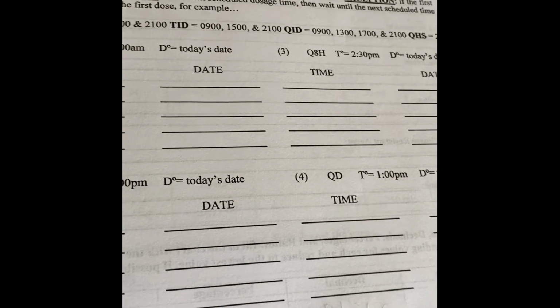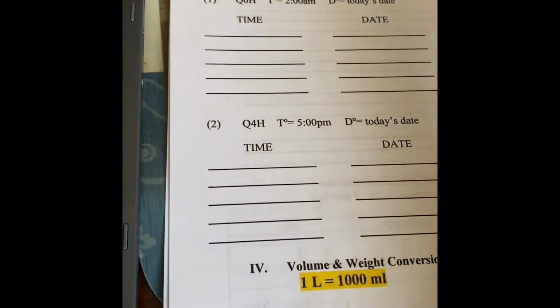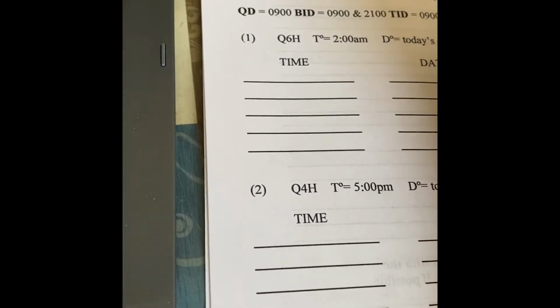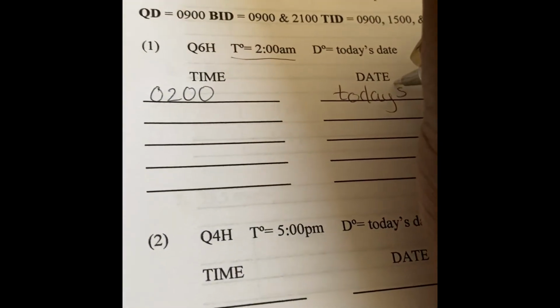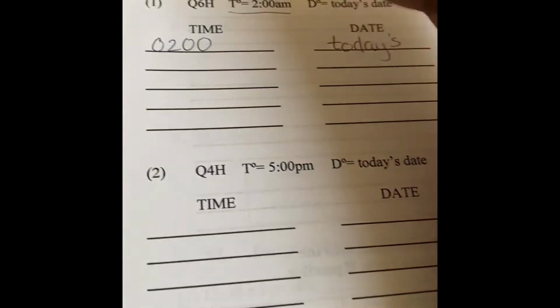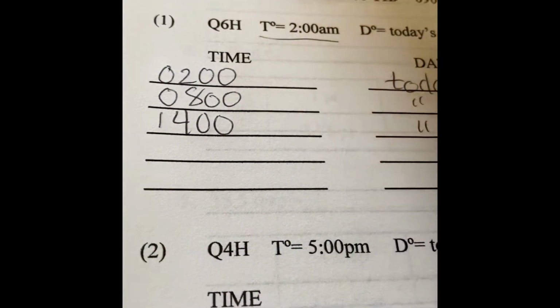Administering dosage within their international times, starting with number 1, we have every 6 hours. And the initial time is 2 a.m. So you're going to write it in military time, which will look like this, 0200, with today's date. And that'll be your initial dose. Then you're going to count 6 hours from that, which would be 0800 with today's date. And then 6 hours from that is 2 o'clock, which is 1400, again with today's date.